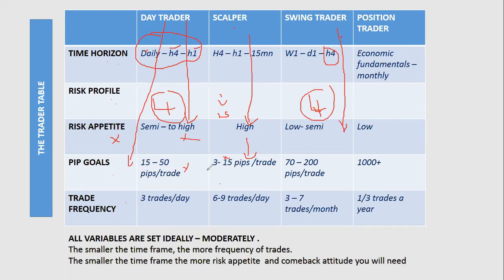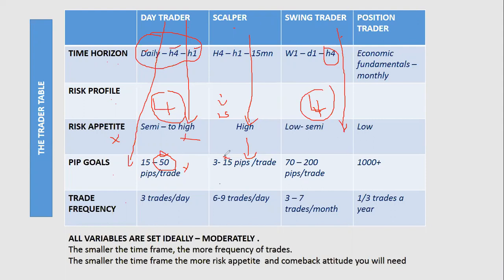So you need to know yourself. You can't say you are a scalper and you are looking for 50 pips. It's not going to happen. You lose all your money. You need to know yourself. You need to have realistic targets with the kind of trading you have employed.